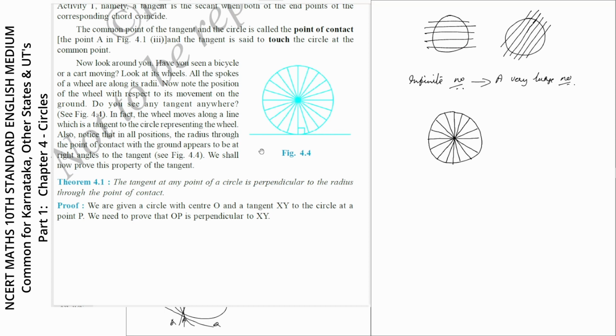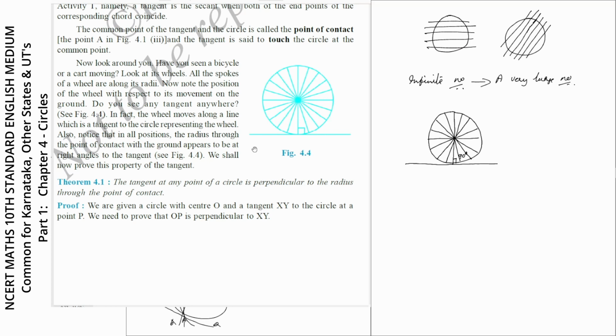Now this wheel will touch the ground. See, at the ground where the wheel touches the ground, if there are spokes, you can see that the spokes will make an angle of 90 degrees, and all these spokes are nothing but the radius. Now having the knowledge of tangent and radius, we'll study theorem 4.4.